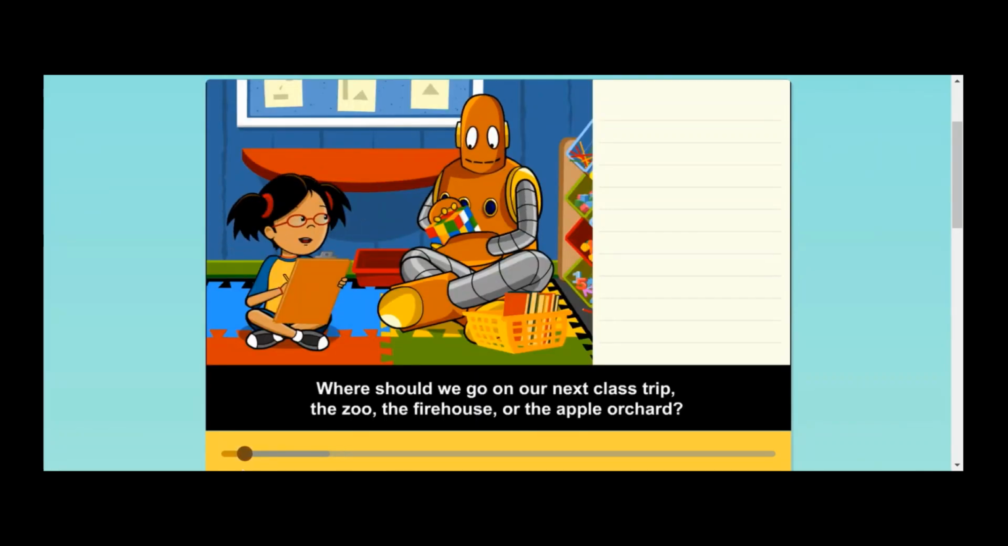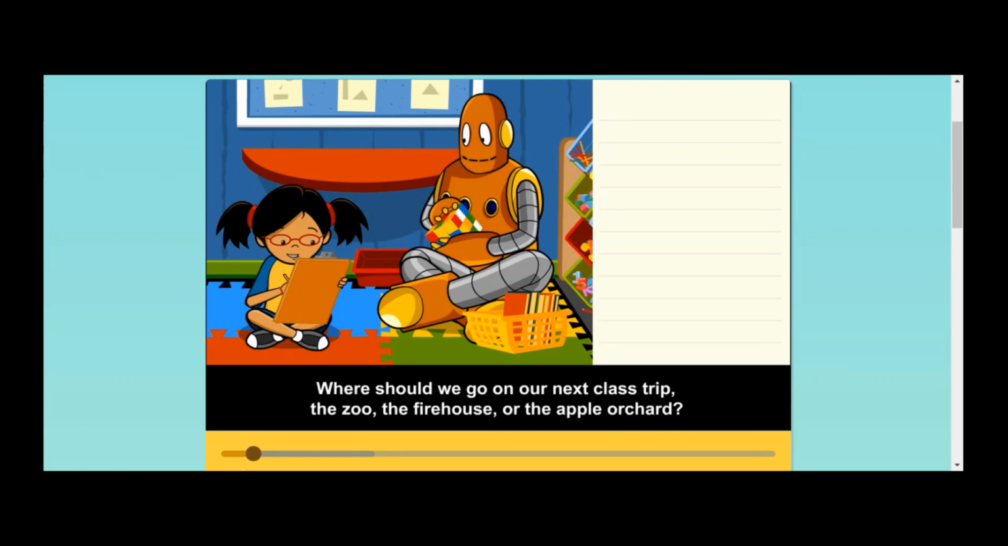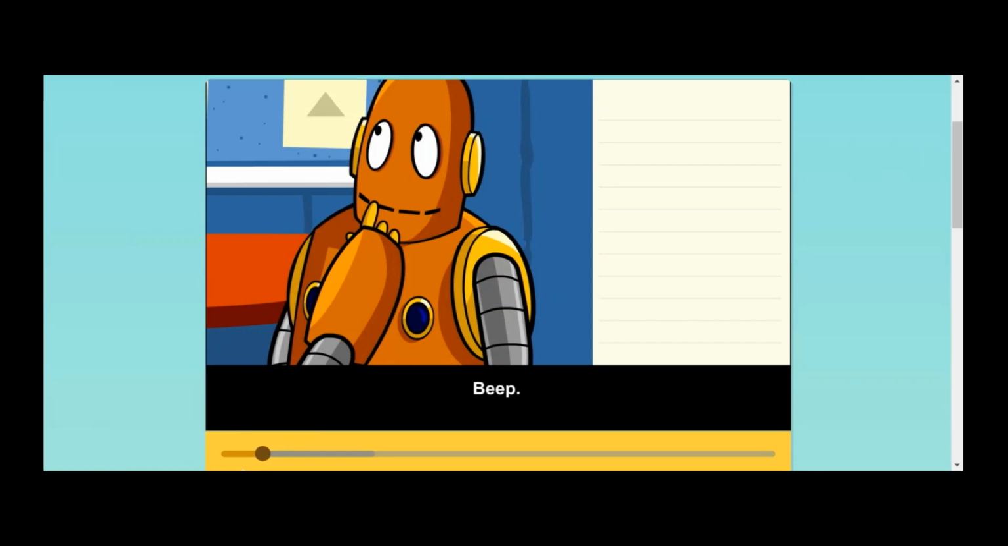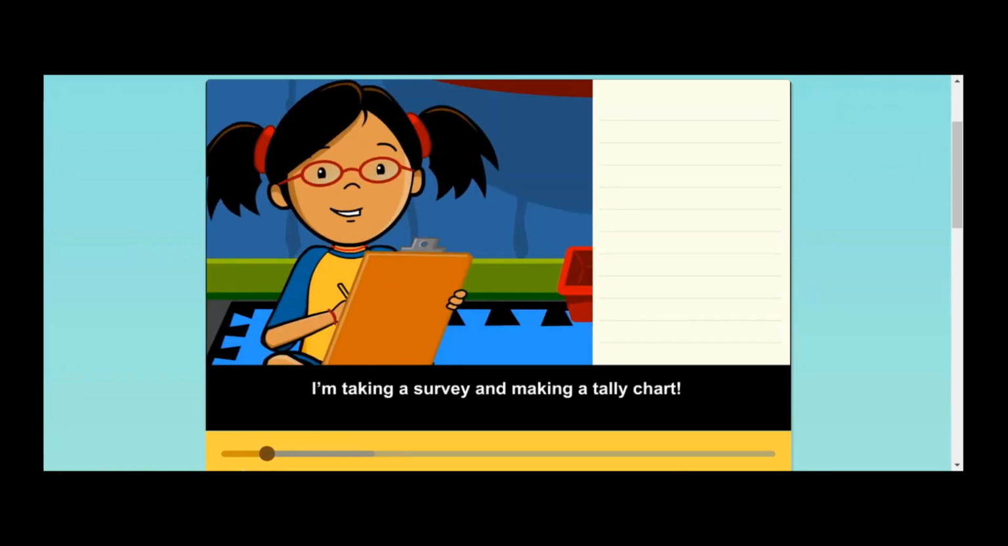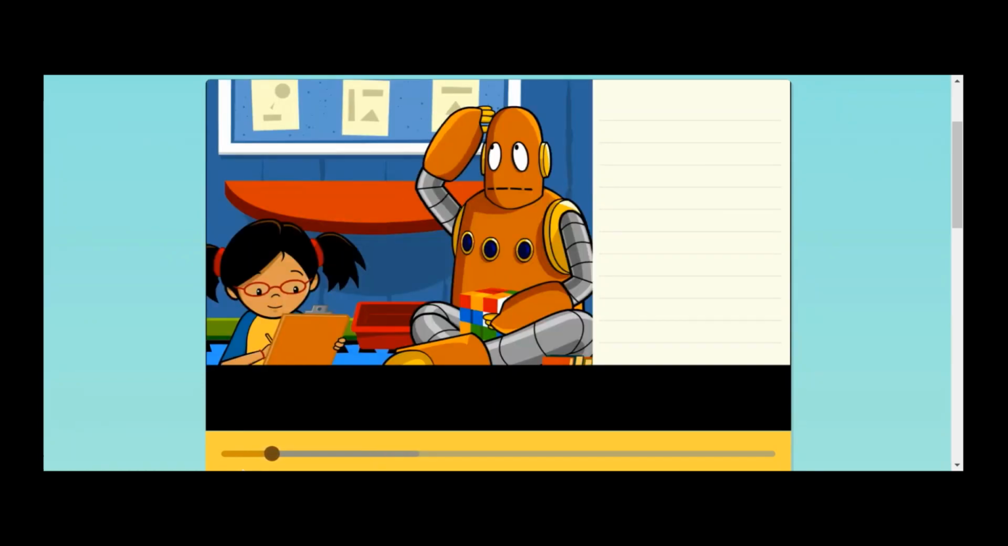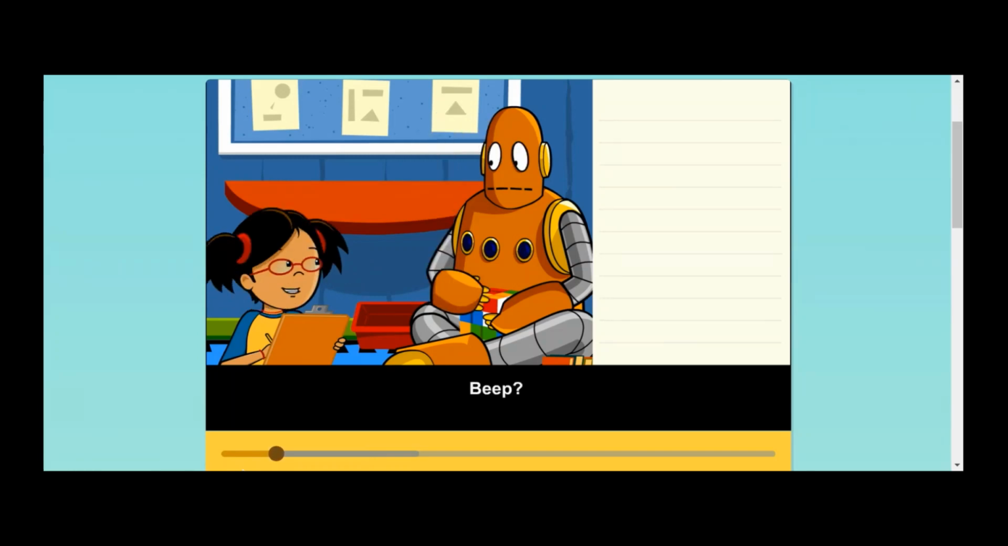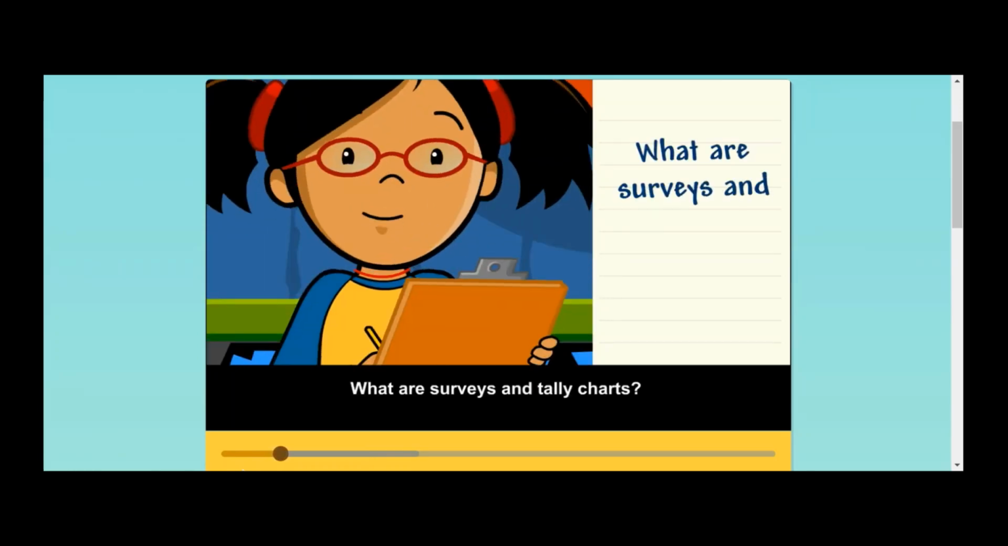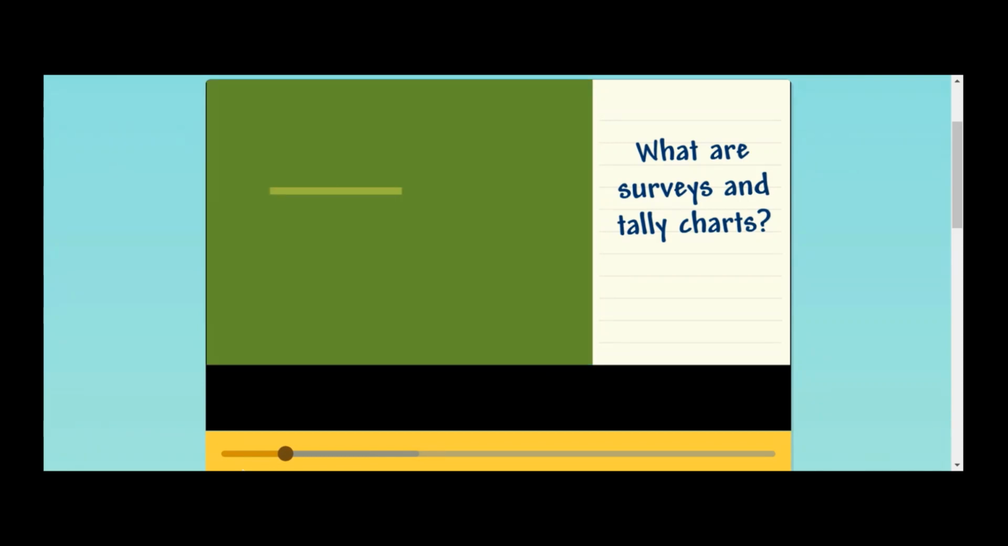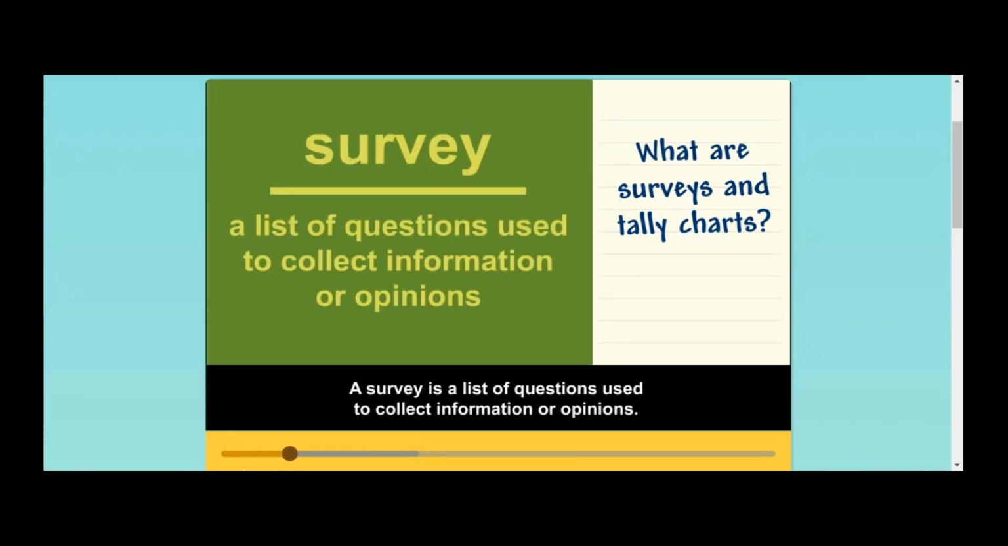Where should we go on our next class trip? The zoo, the firehouse, or the apple orchard? I'm taking a survey and making a tally chart. What are surveys and tally charts? A survey is a list of questions used to collect information or opinions.